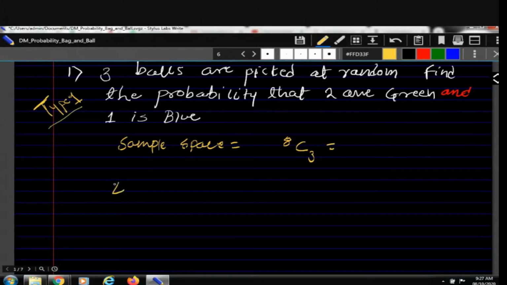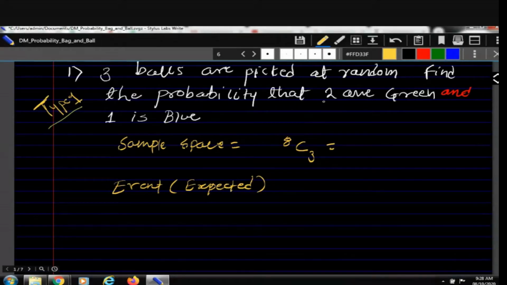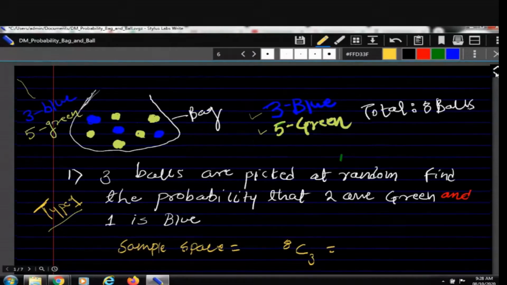Then the event or expected outcome. What the user is expecting is that out of the three balls he is picking from the bag, two are green and one is blue. So he wants to pick two green balls. Total green balls are five, out of that he wants to pick two green, and one blue. Total blue are three, out of three he wants to pick one blue.